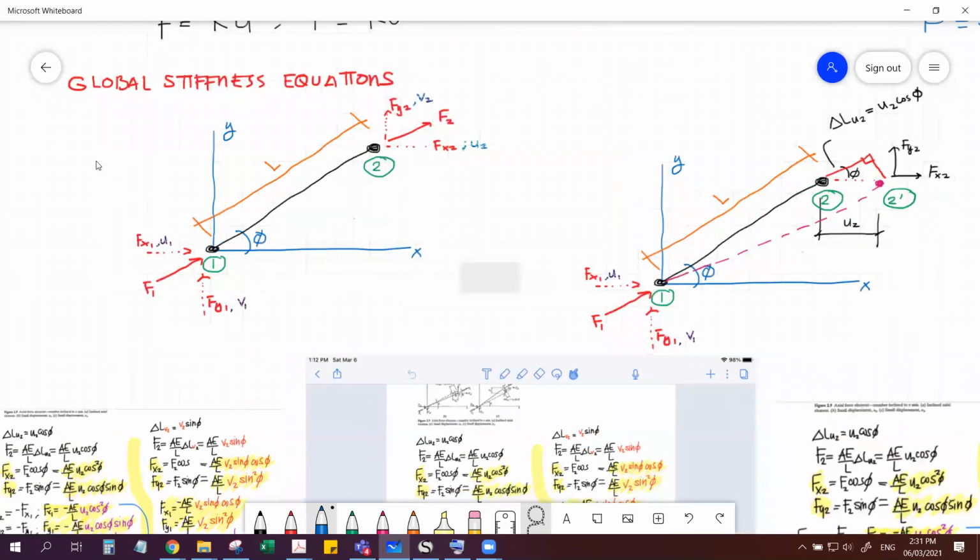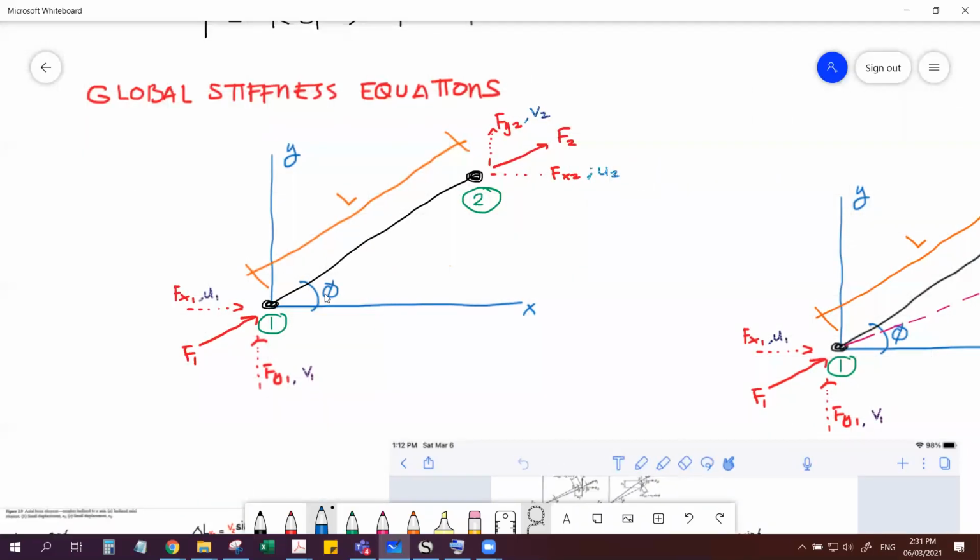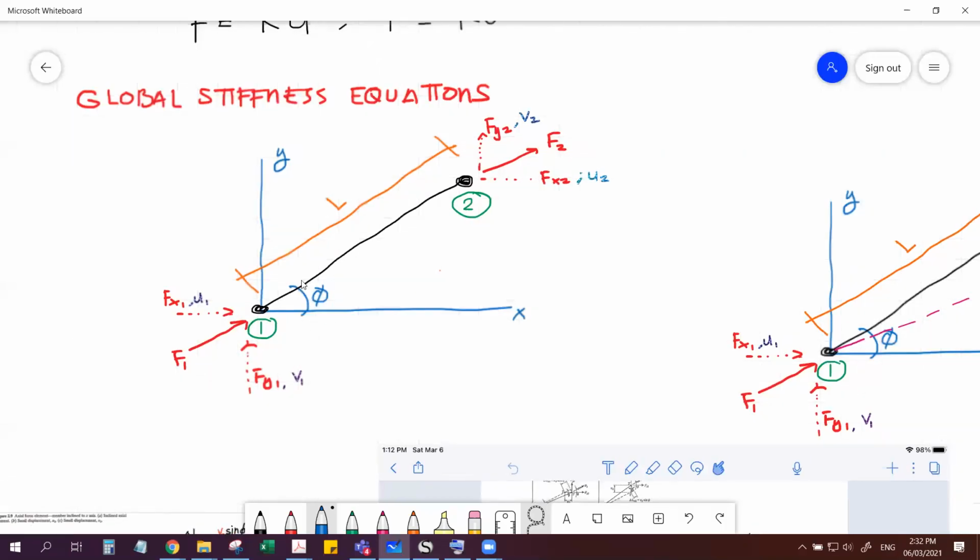So for example, let's assume an arbitrary angle phi of the axially loaded bar in the xy plane. Okay? And again, we have f1 and f2 at both ends. Okay, so for node 1, the corresponding displacement or translation is u1, v1. Okay, u for horizontal, v for vertical.